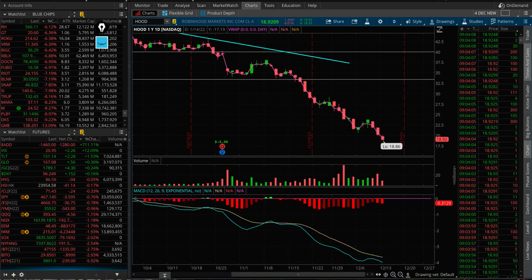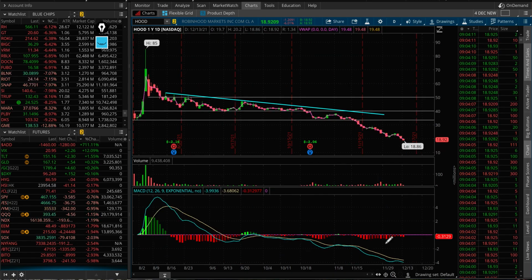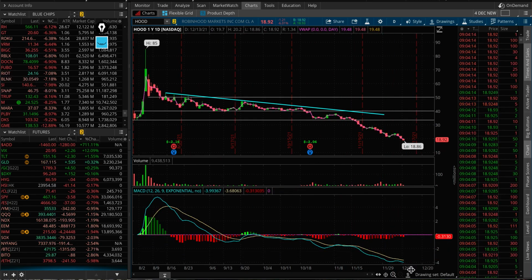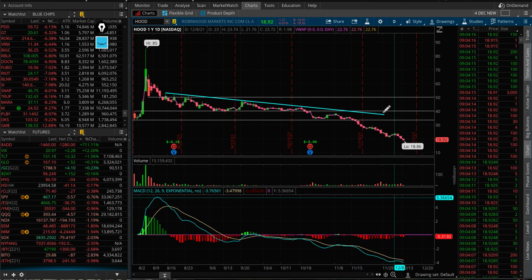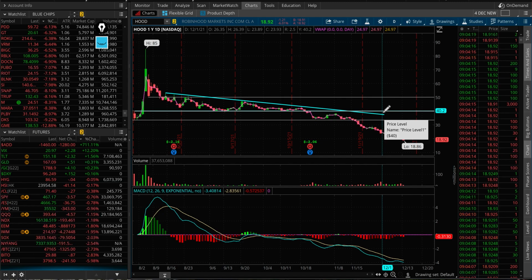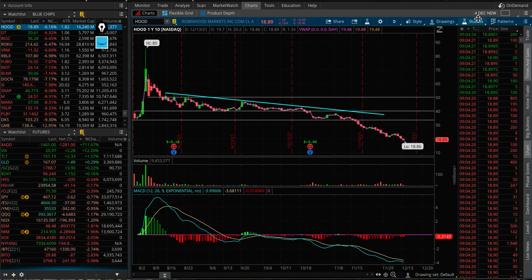Just to read the momentum: if you look at the MACD, well, it's way down there, and the momentum has still been to the downside. So that's the only thing we can talk about with Robinhood. Those are the levels I'm watching.